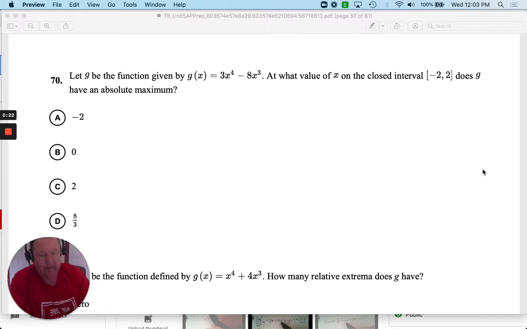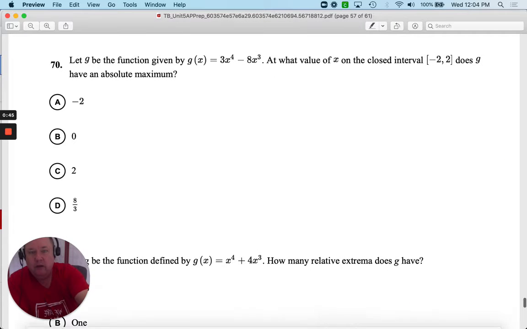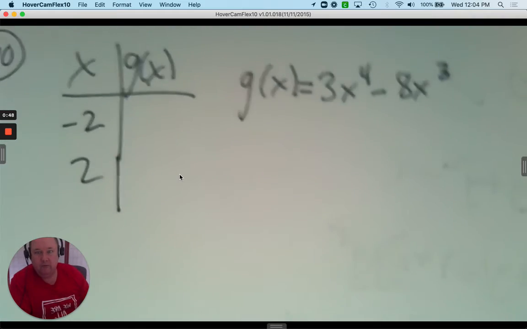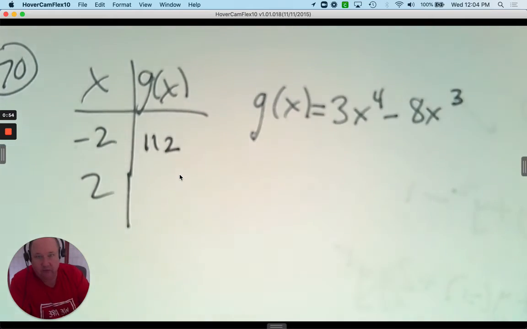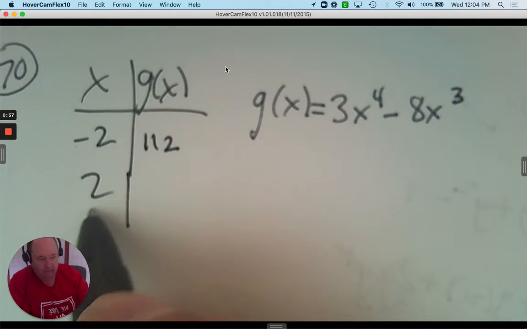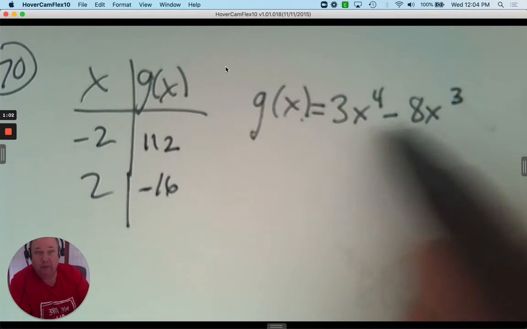Those are the ends. Then, after I do that, I'm going to take the derivative and make it equal to 0. I also want to see if there's a value that makes the derivative undefined, which there won't be because it's a polynomial. And I use that number too. All right. So I need you to plug in -2 into g. If you did that, you get an answer of 112. If I plug in +2 in, I get an answer of -16 just by plugging in and doing the work.